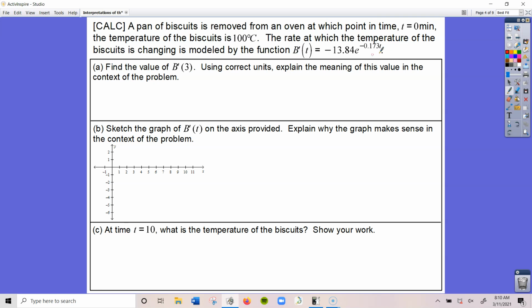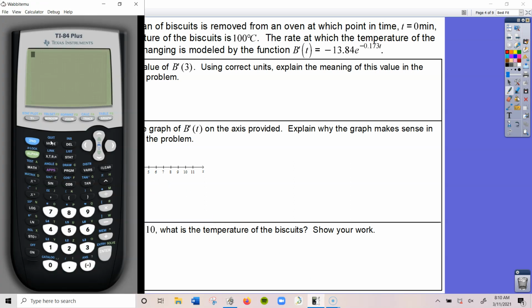Since the function that we're given is the derivative, then all we have to do here is plug in 3 into that function. So again here, I'm going to go to my calculator. I'm going to clear this out. I'm going to type in my new function, which is negative 13.84 e raised to the negative 0.173x. Enter. Now I'm going to adjust my window because remember that this is my window from before. So I'm just going to change this to 0. Let's go to 10.